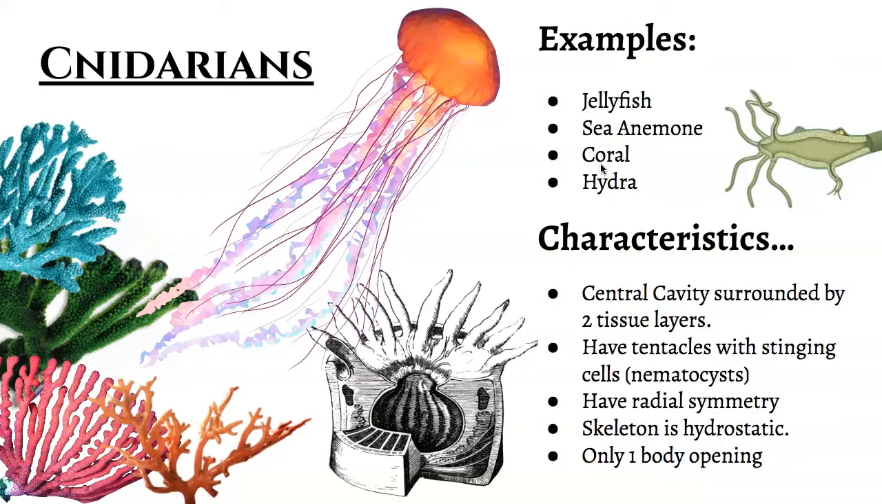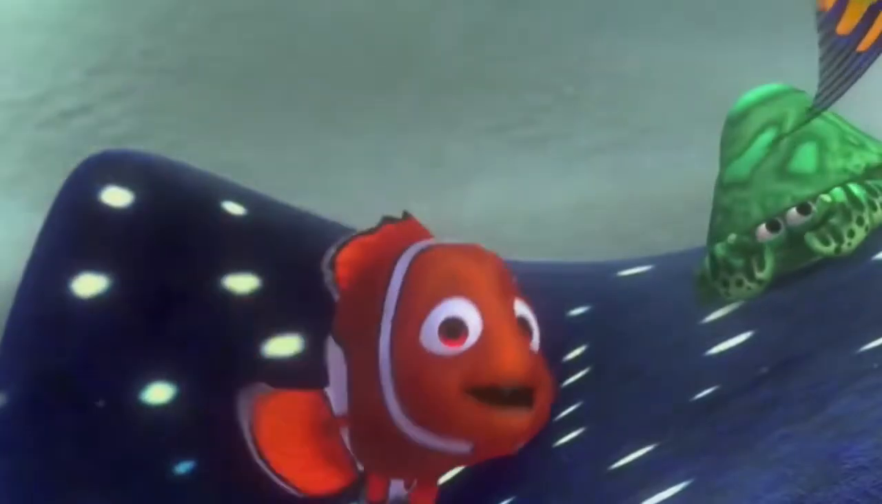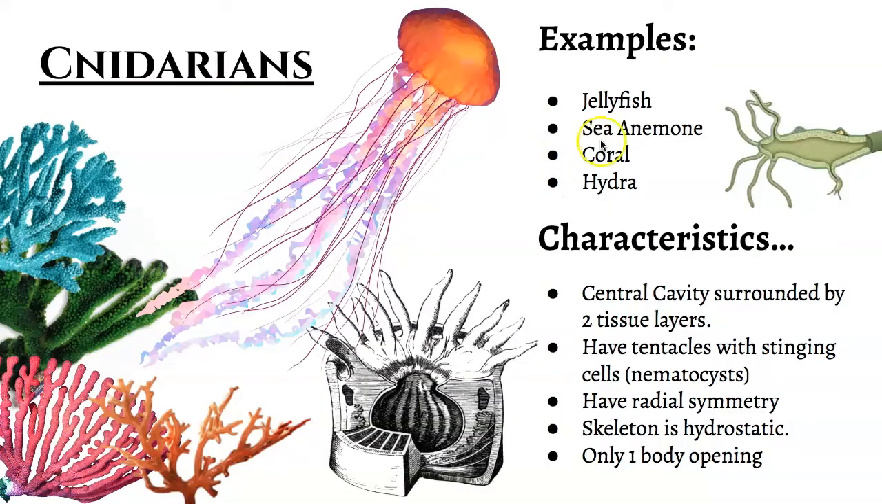Up next are the Cnidarians. The C is actually silent. You don't pronounce it or anything. It's just Cnidarians. And the most common Cnidarian that we all think of are the jellyfish. But these also include our corals, hydras, and our sea anemones. And so all these creatures are actually considered Cnidarians.